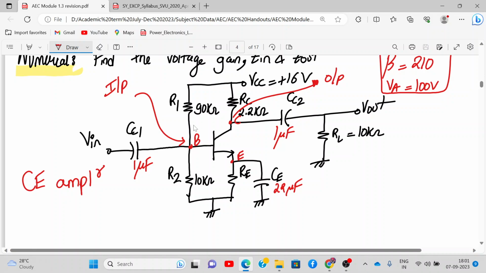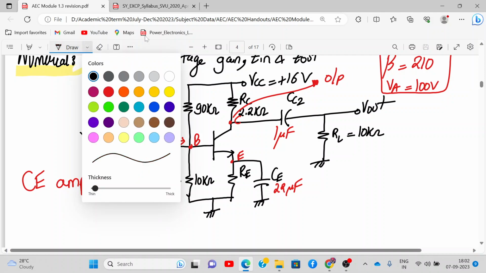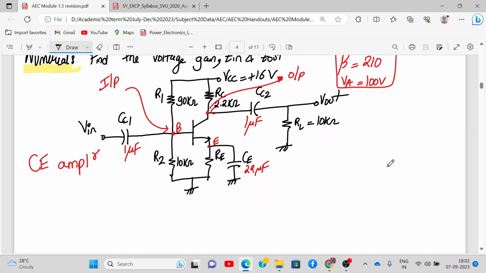Can we start? Have you drawn the diagram? Yeah, sir. Okay. So we'll start and do the complete numerical together.